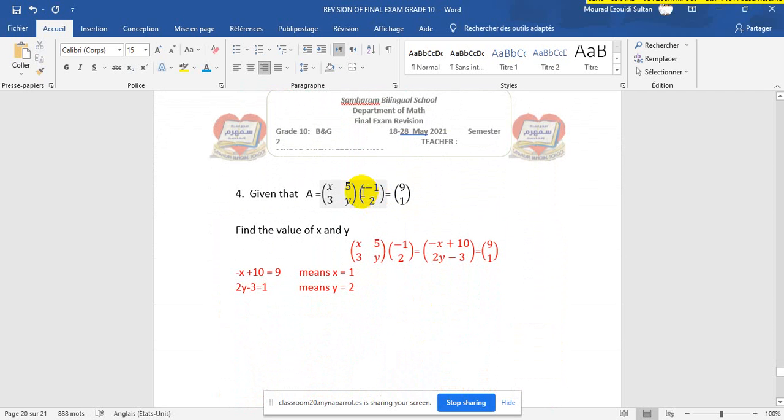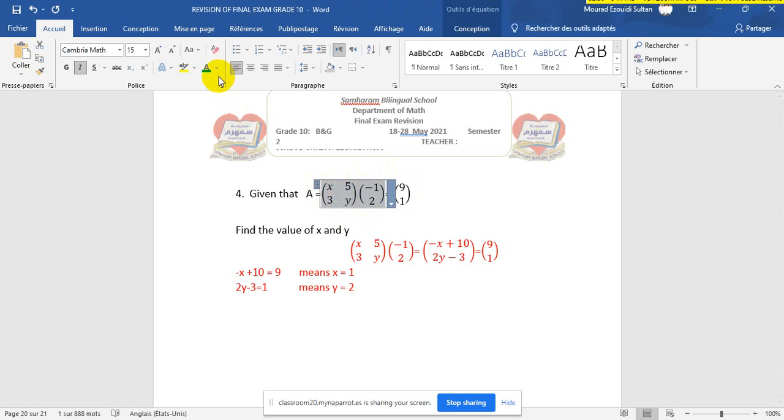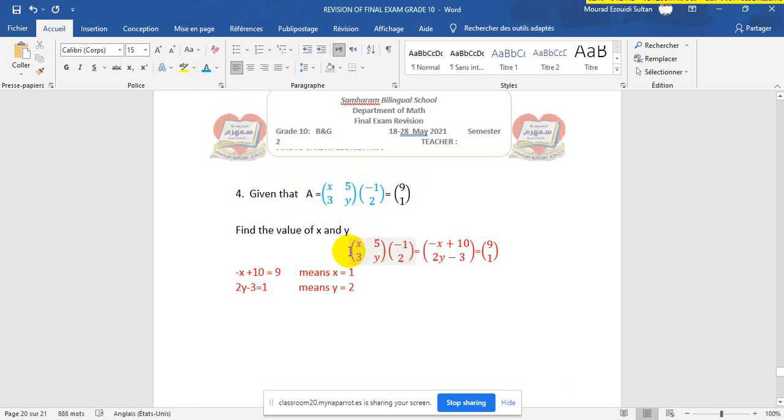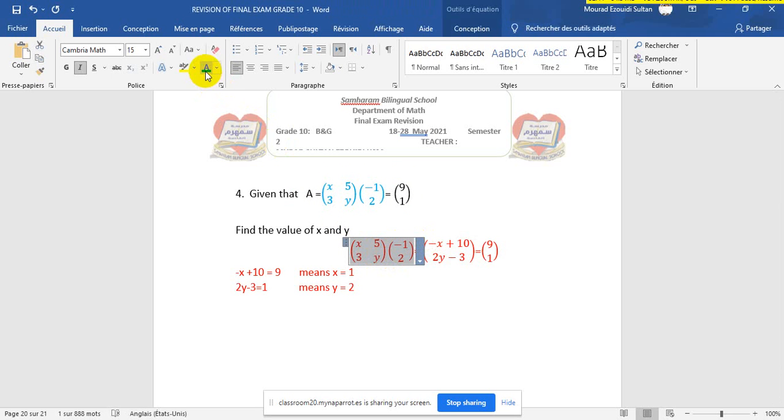Look here, we have given that A equals the matrix x 5, 3 y, multiplied by another matrix -1, 2, equal 9, 1. The question is, find the value of x and y. First of all, my daughters, you should start by multiplying this matrix. Means I will just multiply this first before doing anything. I will multiply.